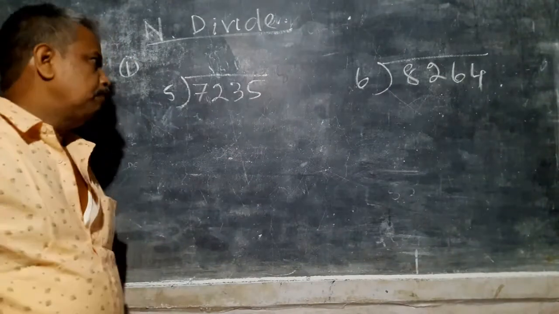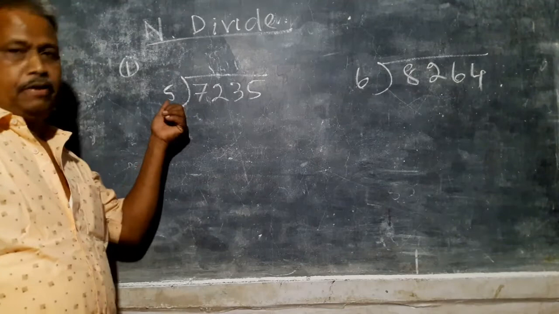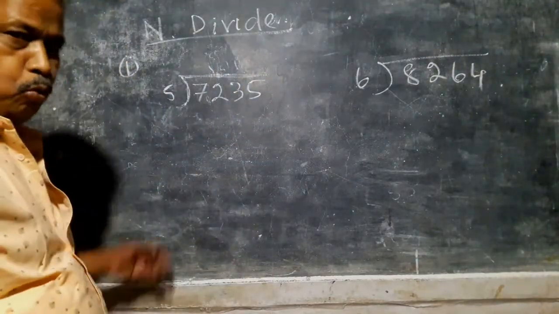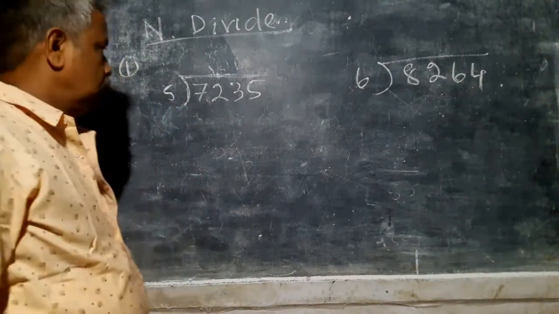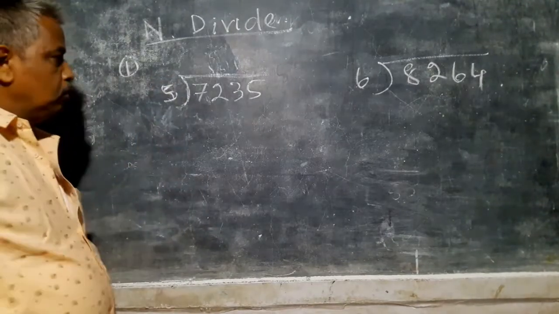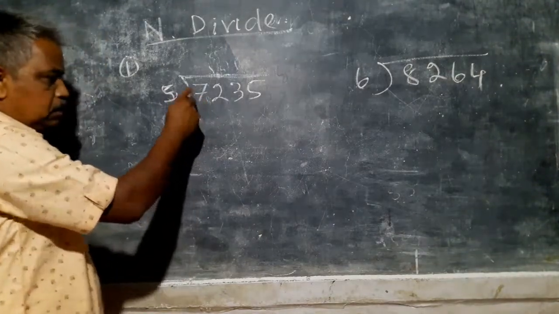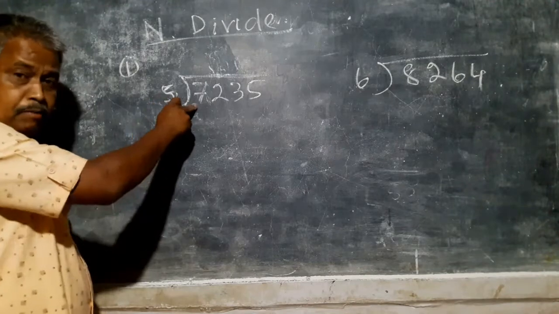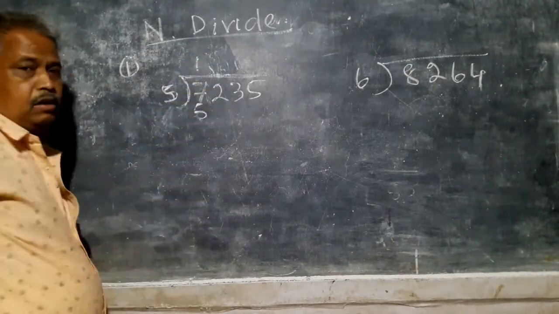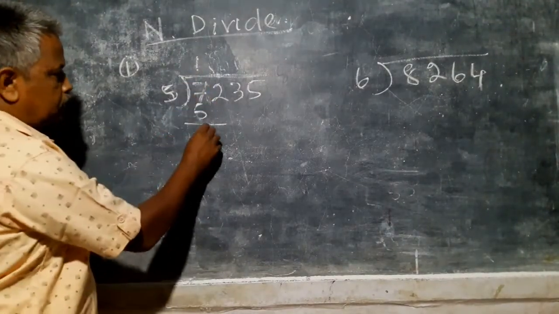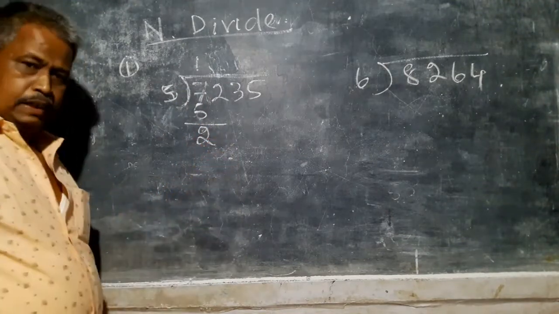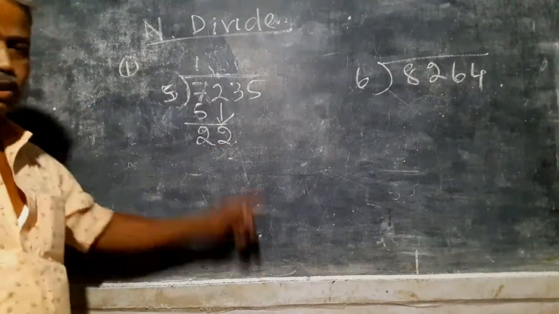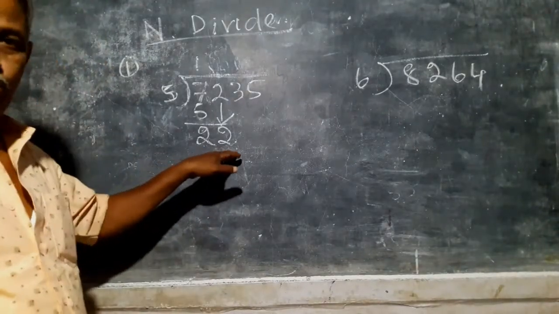Divide. We divide this number by 5. Here the number by which we divide is known as the divisor, and the number we divide is the dividend. You see here the divisor is 5. When we divide, we first take the first number, this is 7. 7 is divisible by 5. We can divide 7 by 5, that is 5 1s are 5. Then we subtract 5 from 7, the remainder is 2. Then bring down the second number. So the number is 22.